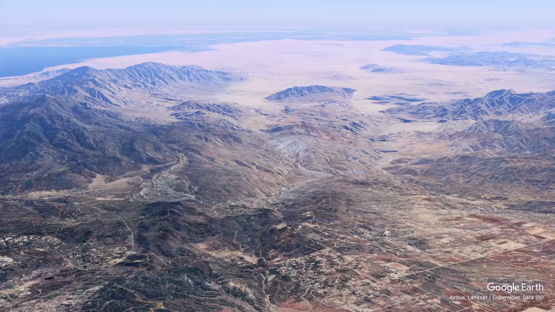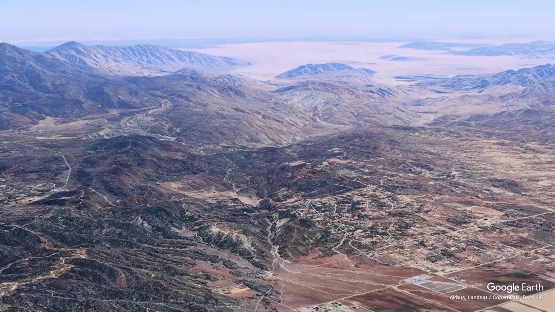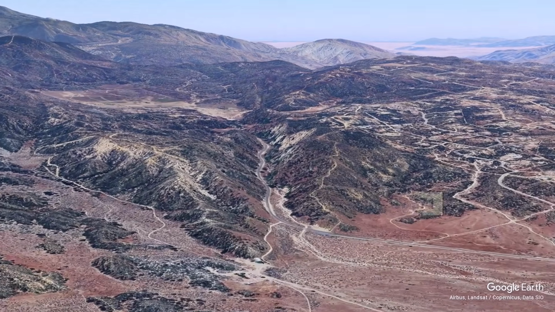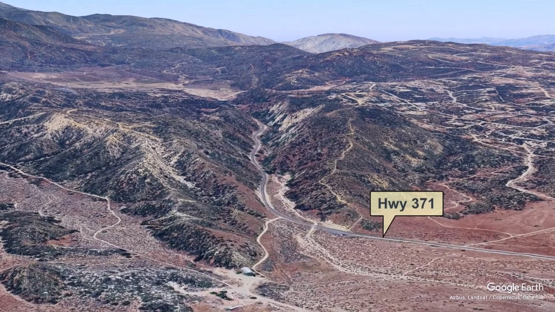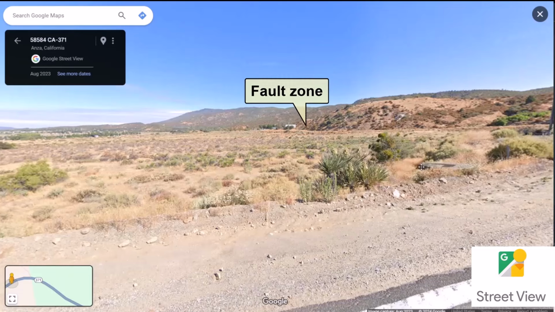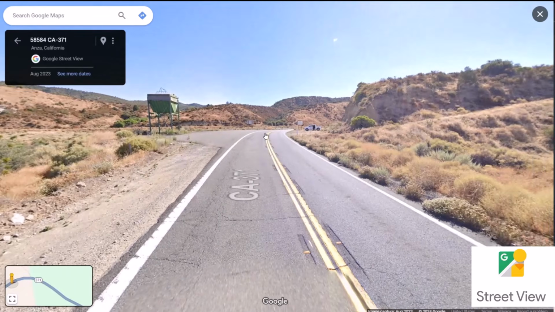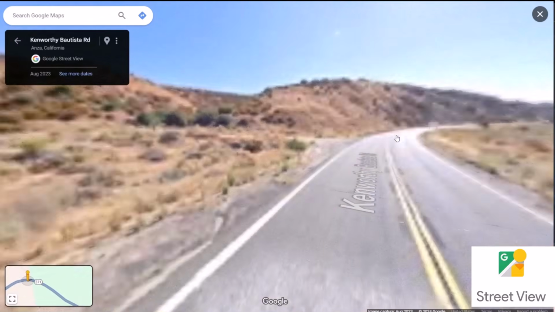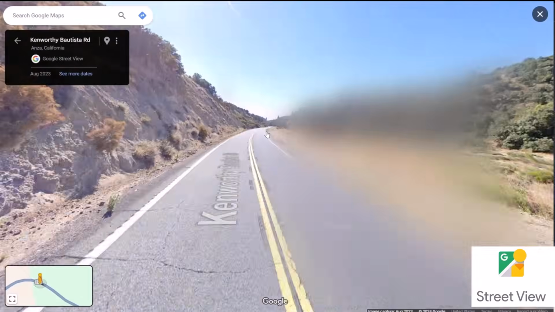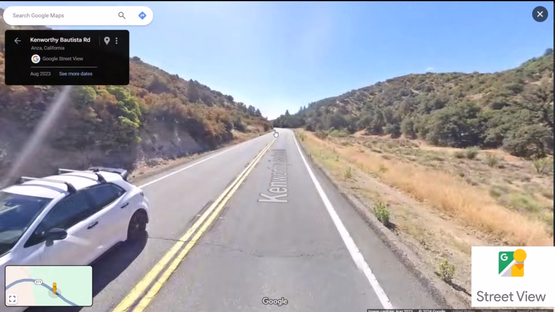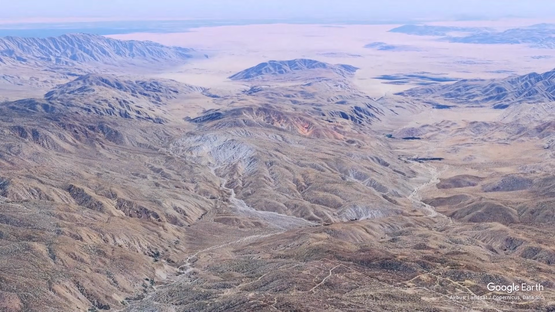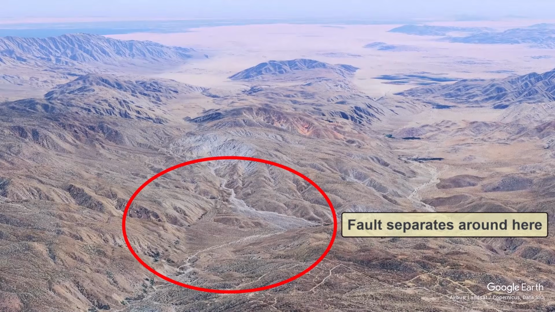Continuing southeast, we can see where Highway 371 uses a short segment of the fault's trench to pass through this section of the mountains. This is what that short segment of the trench looks like from the road. After a mile, the road turns left out of the trench. A few miles further along the fault is where the two strands actually separate.